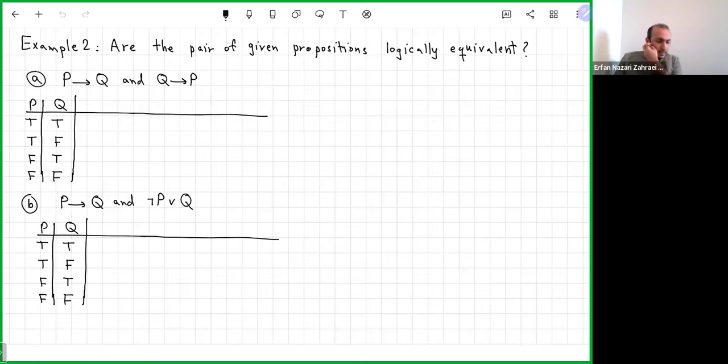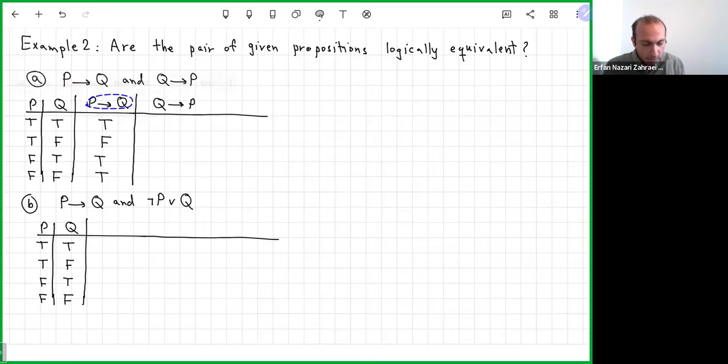Let's do other examples. We want to see if the two statements that we have are logically equivalent or not using a truth table. So this and this: P implies Q and Q implies P. If I do the truth table for P implies Q, I know that P implies Q is only false if P is true and Q is false. P true, Q false. That's the only row where this is false. The other rows, it's true.